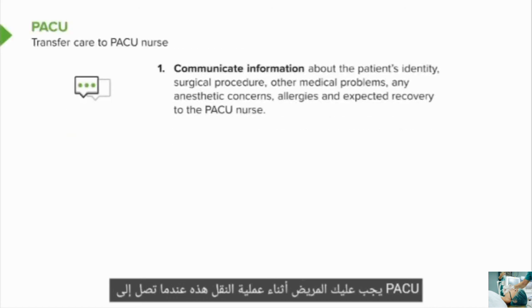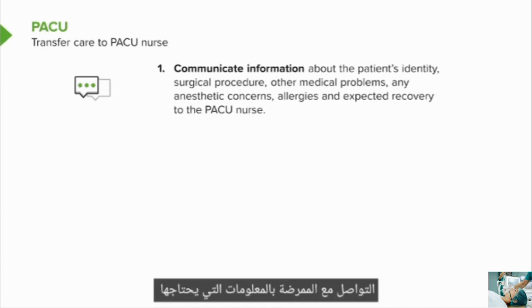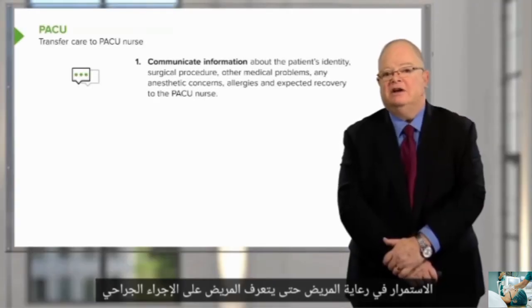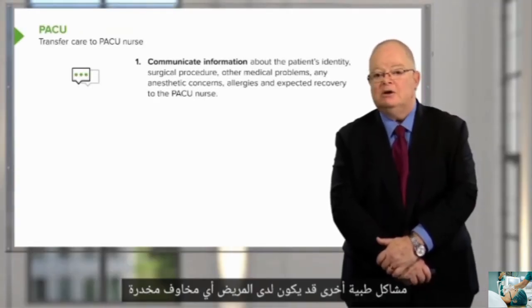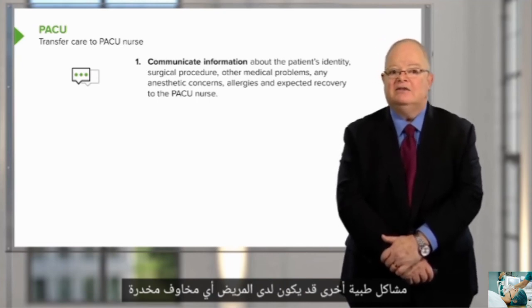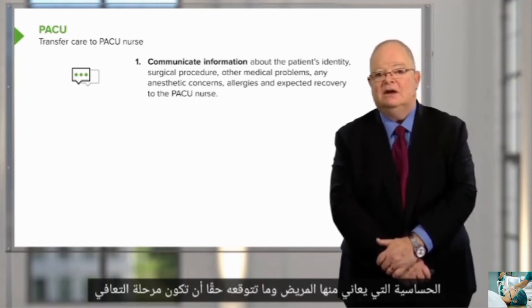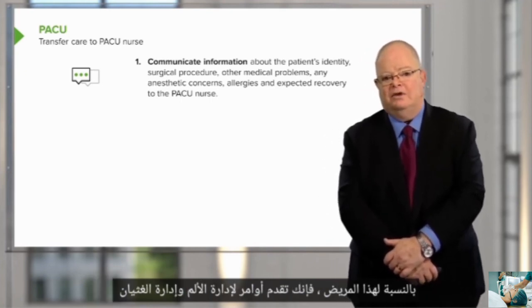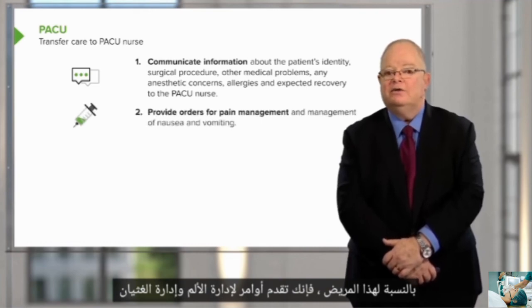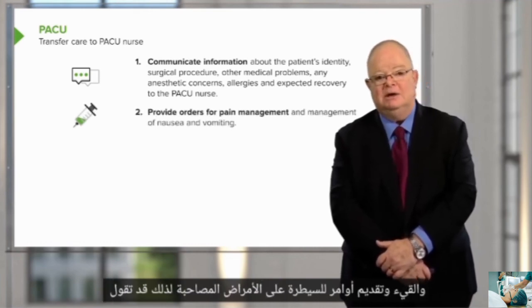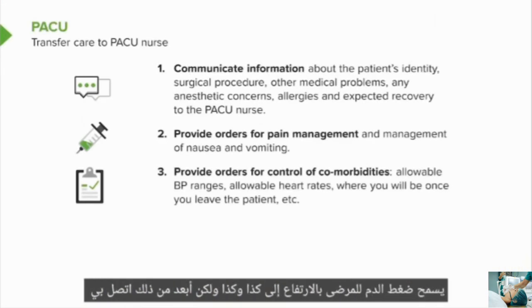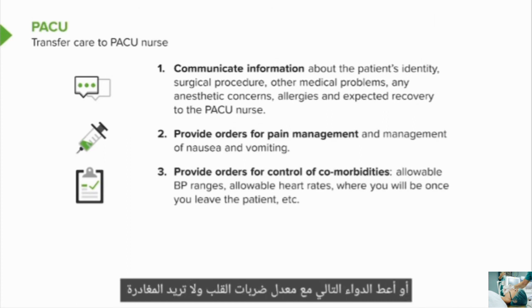When you reach the PACU, you should communicate with the nurse the information that he or she needs to continue to care for the patient. So: patient's identity, surgical procedure, other medical problems the patient may have, any anesthetic concerns, any allergies the patient has, and really what you expect to be the recovery phase for this patient. You provide orders for pain management and management of nausea and vomiting, and provide orders for control of comorbidities. So you may say the patient's blood pressure is allowed to rise to such and such, but beyond that, call me or give the following drug.